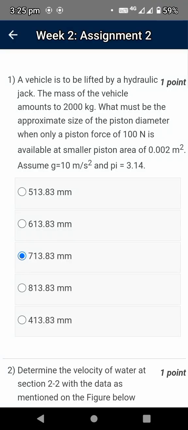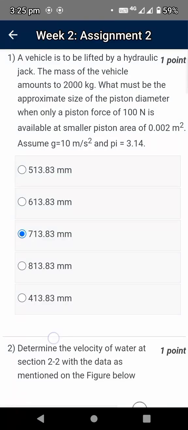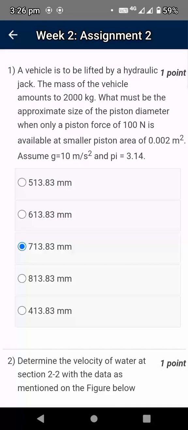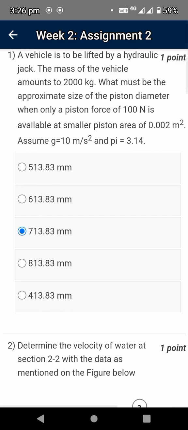Hello students. Let me go through the answers for week 2 of the NPTEL course on oil hydraulics and pneumatics. In question number 1, which belongs to Pascal's law, the formula is one we already know: P1 is equal to P2, or else pressure P1 is equal to F1 by A1, force by area. So F1 by A1 is equal to F2 by A2.